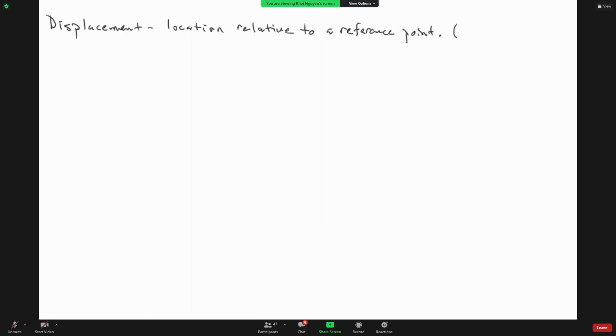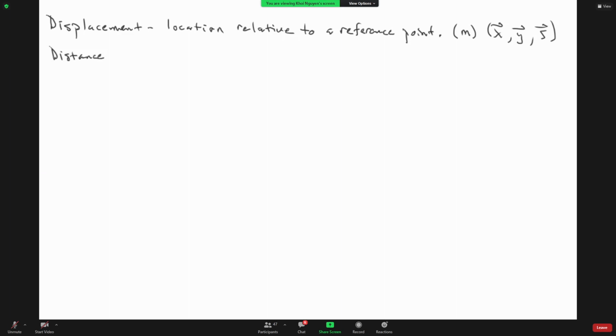The units for displacement are meters. It's usually denoted as x vector, y vector, or s vector for arc length when you have circular motion. The scalar corollary to displacement is distance. So displacement is your vector term, distance is your scalar term.